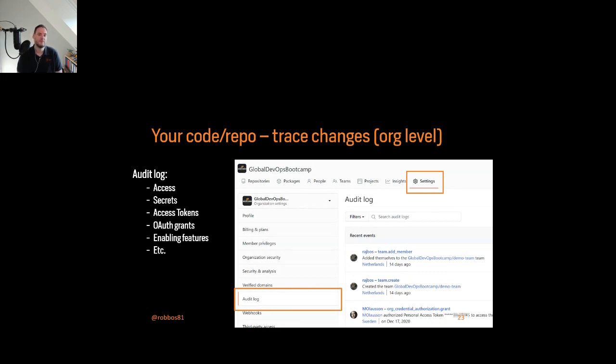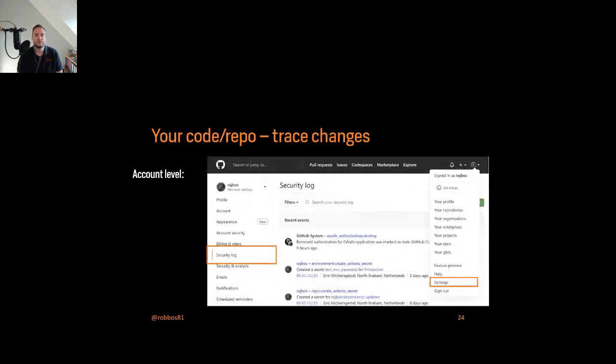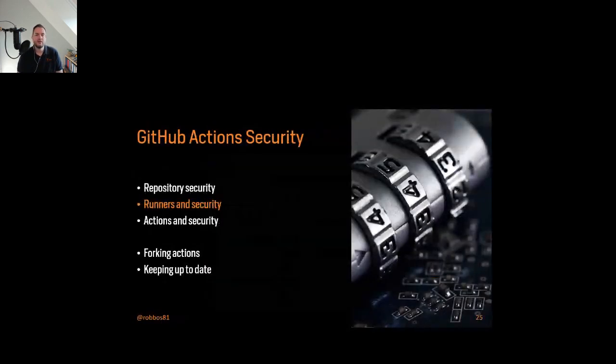Everything is in there. And if you're a normal user account on github.com, then you can go to your user profile, go to settings, go to the security log, and you have access to the same information as well. All right, that's it for repository security.